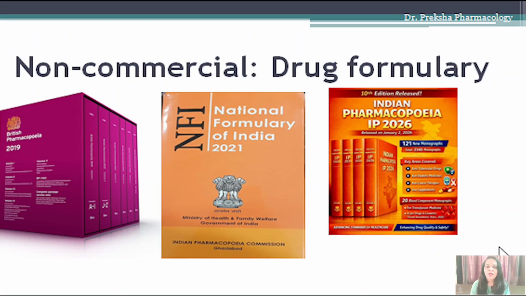Now coming to another non-commercial source of drug information, and that is the drug formulary. The National Formulary of India is published by the Ministry of Health and Family Welfare, usually under the Indian Pharmacopoeia Commission. So this is again a non-commercial source of drug information, and it is a reliable and authentic source. Another is the Pharmacopoeia, that is the Indian Pharmacopoeia, and similarly in Britain, the British Pharmacopoeia. So these are the non-commercial sources of drug information.